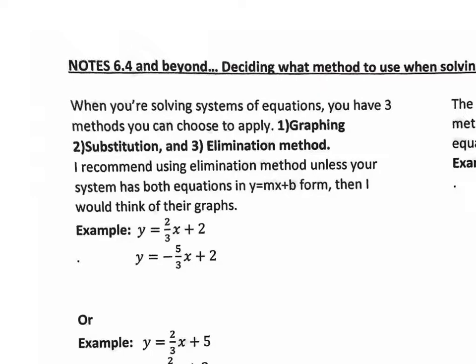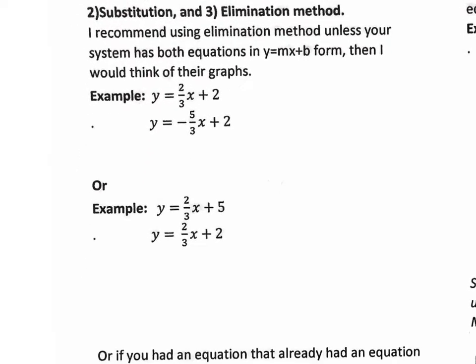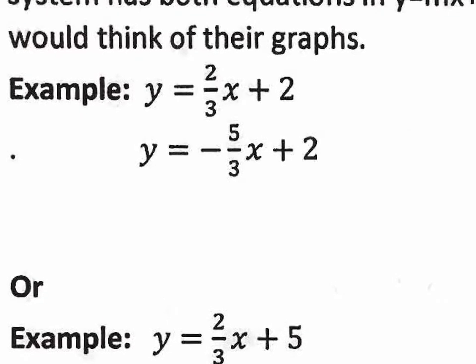So today's section, 6.4, is really just putting them all together and being good at deciding which method is best according to the system. So you're not always going to do the elimination method. Even though I say elimination is usually the fastest, the best method, you're not always going to use that. For example, right here, they are both in slope-intercept form. That means they're ready to graph.